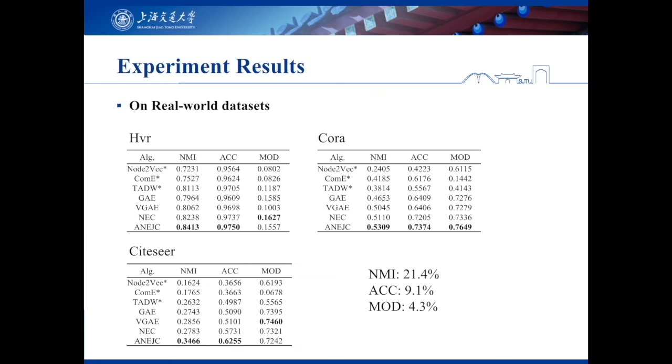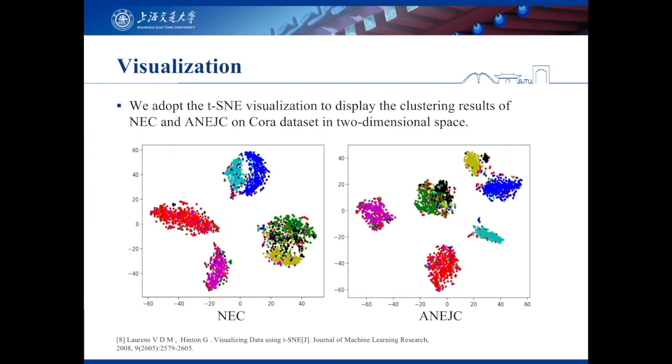In order to show the clustering performance more intuitively, we adopt the t-SNE visualization to display the clustering results of NEC and ANEJC on the Cora dataset in two-dimensional space. As we can see, compared with NEC, ANEJC has a better separation effect of yellow, blue, and dark blue nodes, and the nodes in each cluster are more concentrated in ANEJC. The visualization results clearly indicate that the representation generated by ANEJC contains more community information, so the clustering performance of ANEJC is better than NEC.